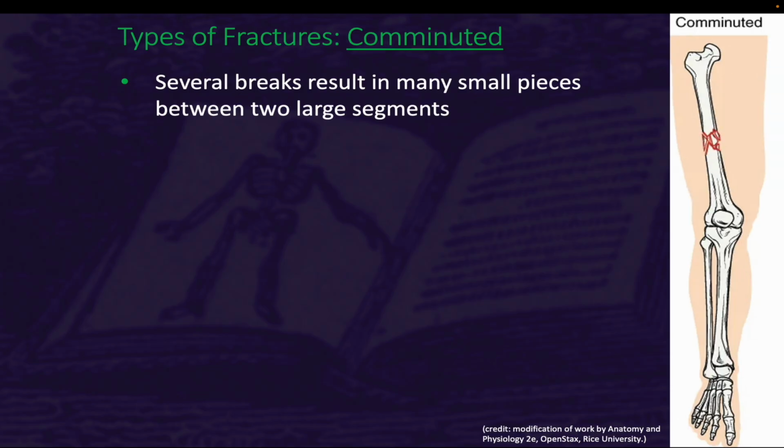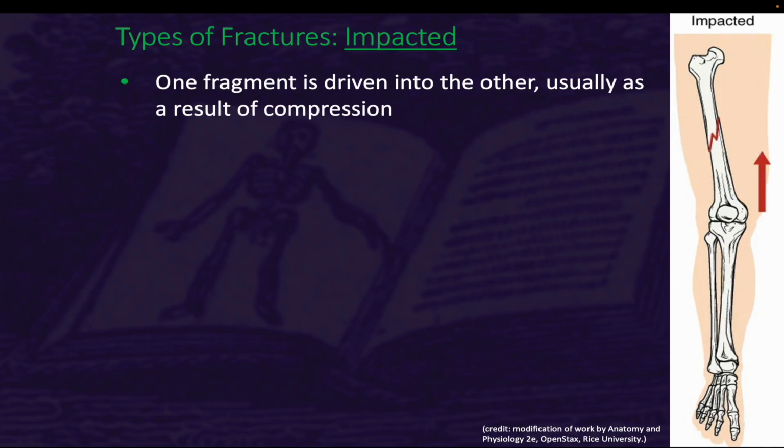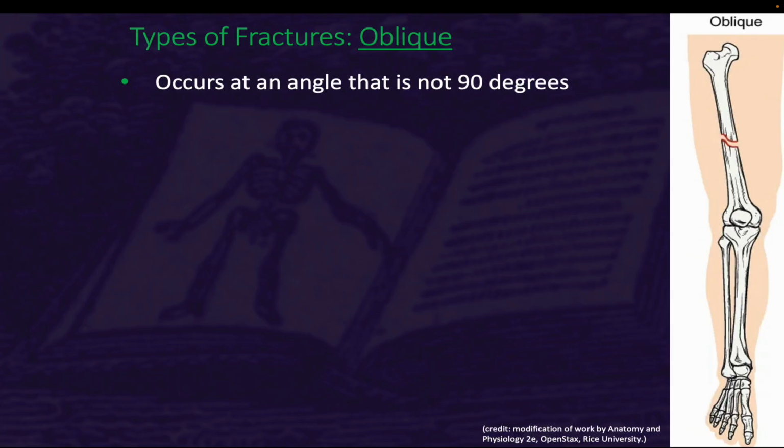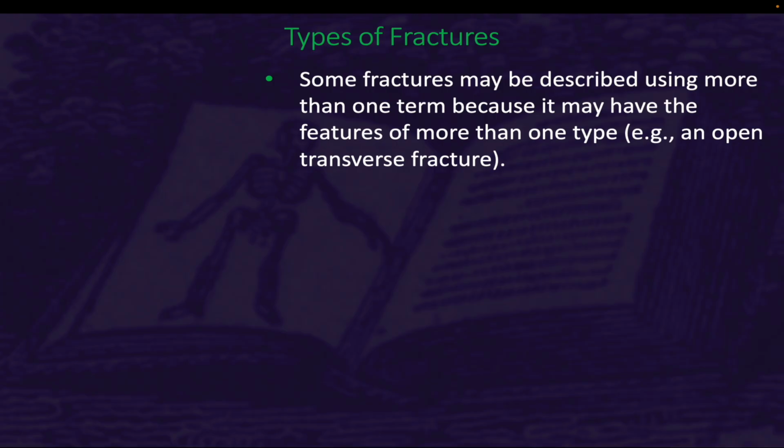In a comminuted fracture, several breaks result in many small pieces between two large segments. In an impacted fracture, one fragment is driven into the other, usually as a result of compression. Green stick is a partial fracture in which only one side of the bone is broken. Oblique occurs at an angle that is not 90 degrees. Some fractures may be described using more than one term because they may have the features of more than one type. For example, an open transverse fracture.